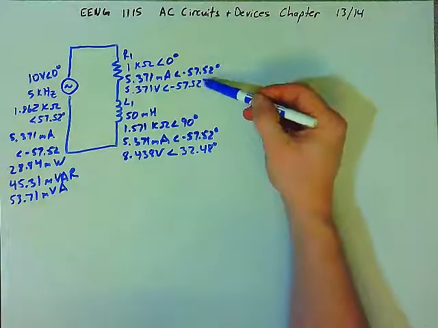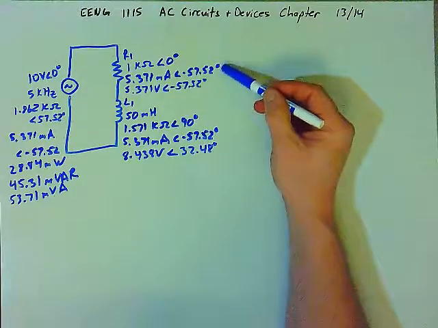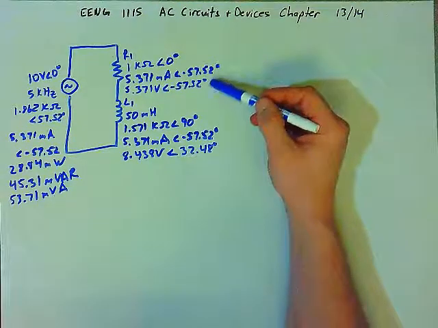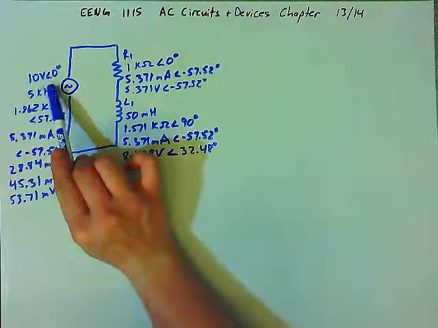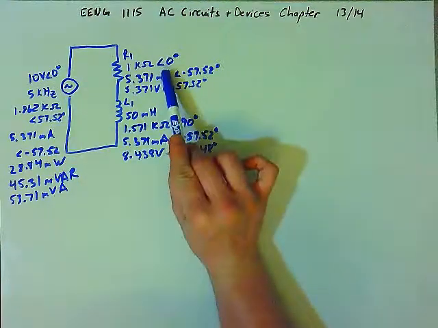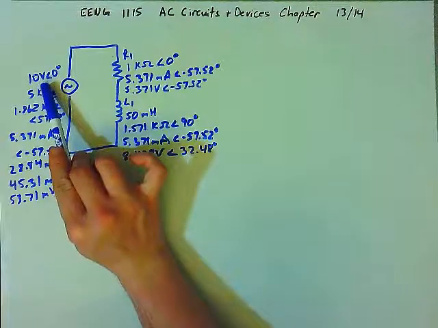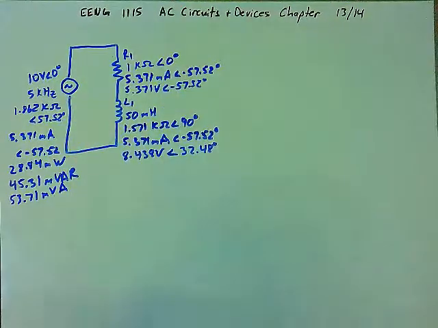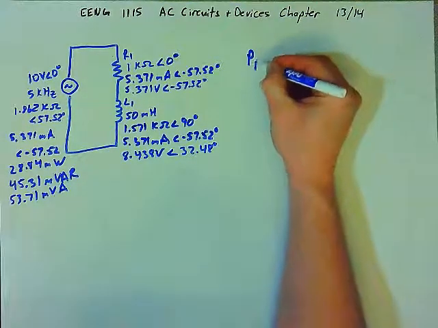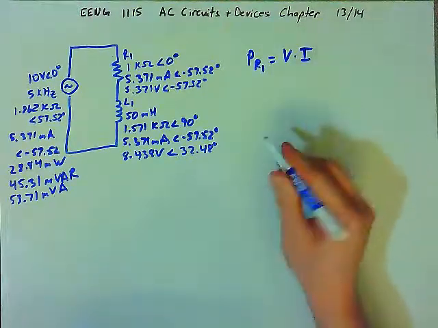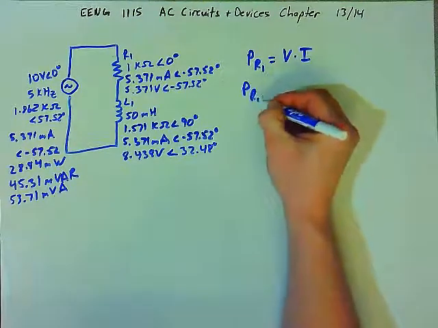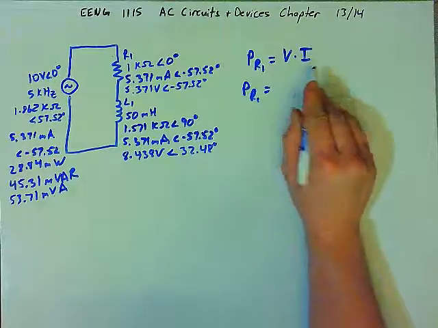Notice that the voltage and the current on the resistor are in phase, and that's not by coincidence. The phase angle of the resistance is in phase with the voltage. The resistance has no phase angle. It's always whatever the angle of the voltage is at any point in time. And so they're in phase. And so here the power dissipated by R1 is simply the voltage times the current.